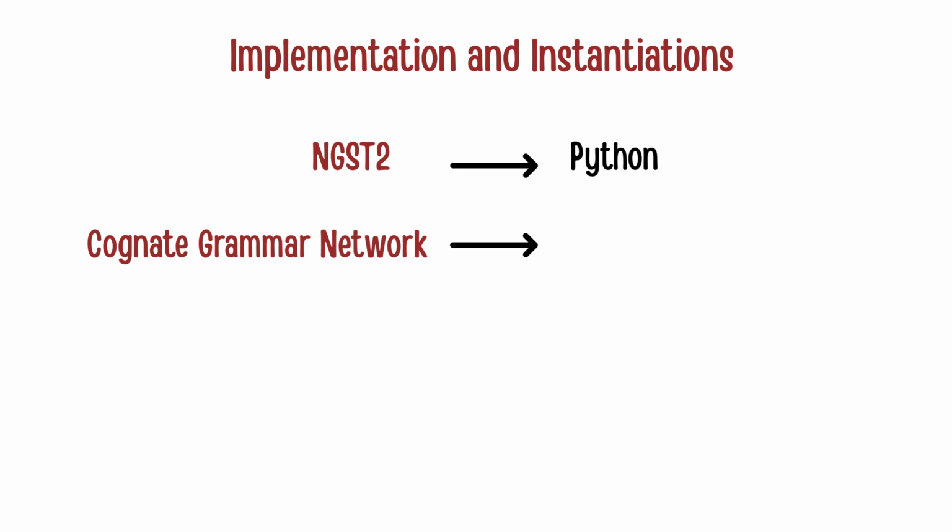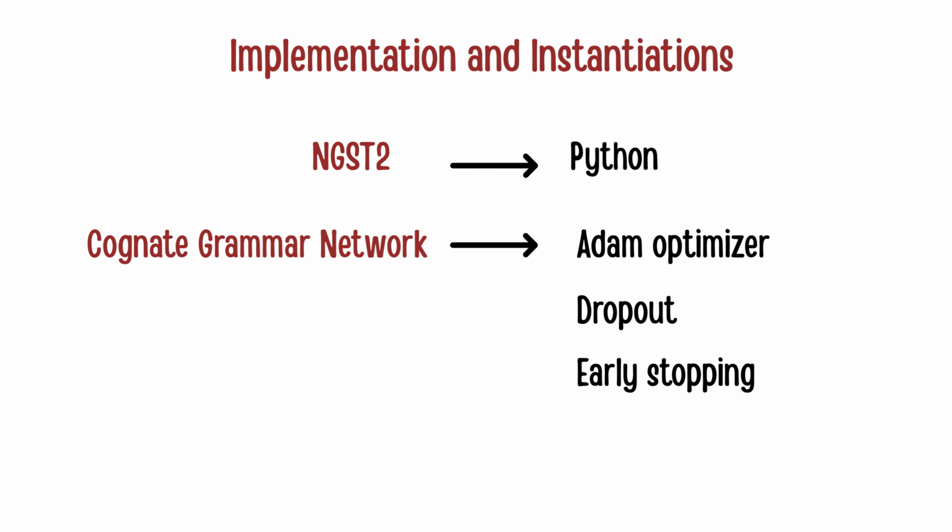Now let's look at how the authors actually built this system. They implemented ngst2 entirely in Python. To train the cognate grammar network, the authors used the Adam optimizer, which is one of the most commonly used optimization algorithms in deep learning. To prevent the model from overfitting, they also applied dropout, which randomly disables some neurons during training. Another technique they use is early stopping. Instead of training for a fixed number of epochs, the training process stops automatically once the validation accuracy stops improving.